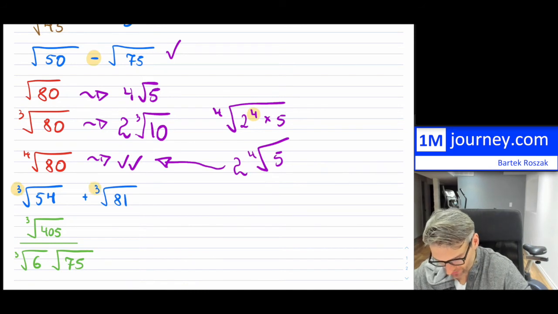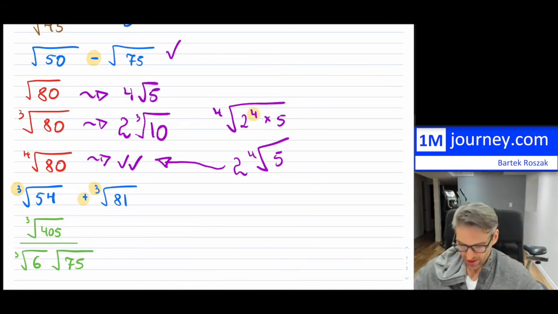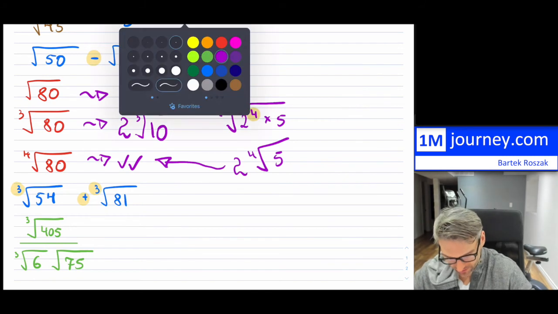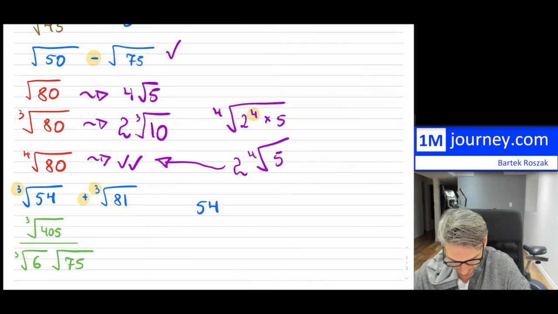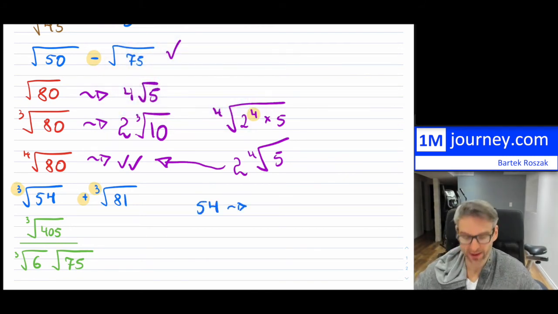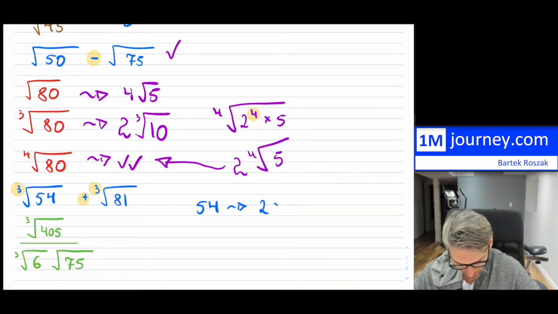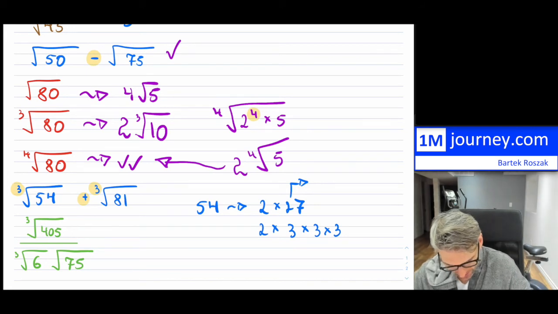So notice now I have this and I have addition. So I'm going to take that 54 and I'm going to simplify it. So I'm going to factor everything out. So this is going to be 2 times 27. Now 27 is divisible by 3. So 3 times 9. And 9 is just 3 times 3. So notice that this 54 is 3 cubed times 2.